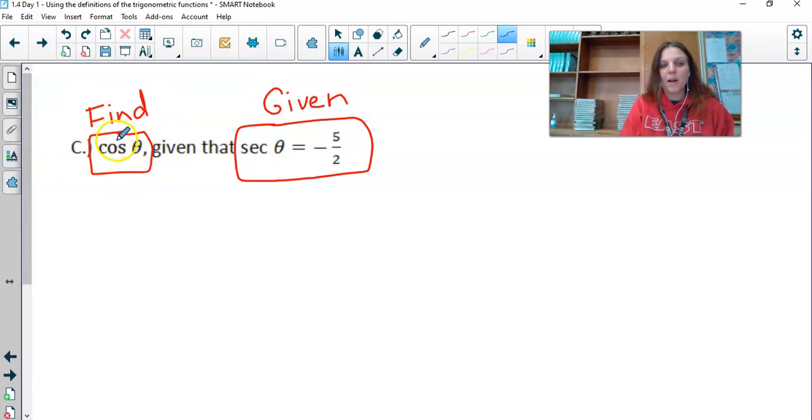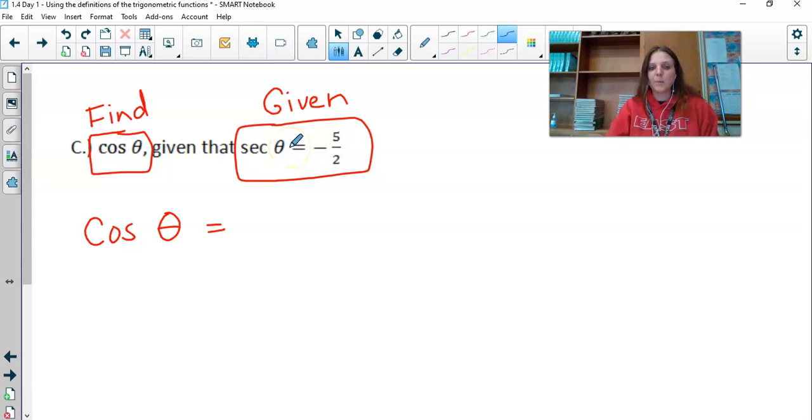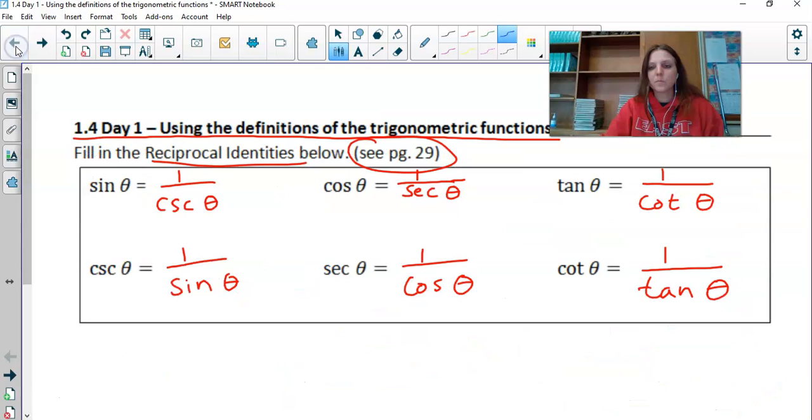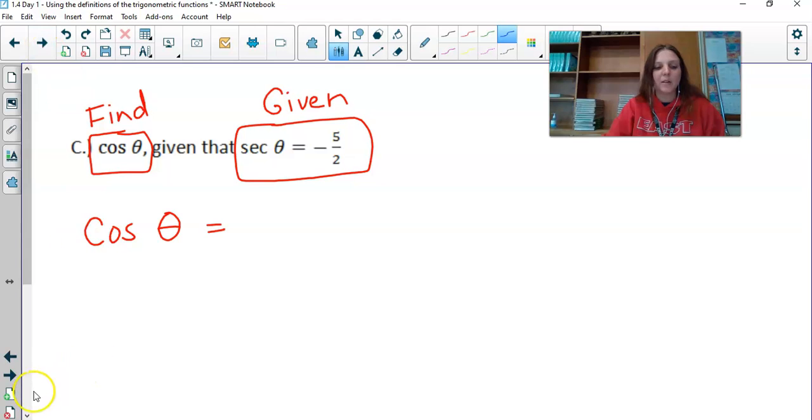So this is what we're trying to find, the cosine theta, and we're given the secant of theta. So again, I'm going to look back at those reciprocal identities. I'm looking for cosine, and I'm given the secant. Cosine, secant. The one I want to go with is the one that has the cosine not in the fraction. So that would be this one. Cosine theta is equivalent to 1 divided by the secant of theta.